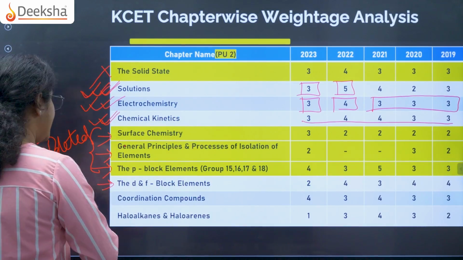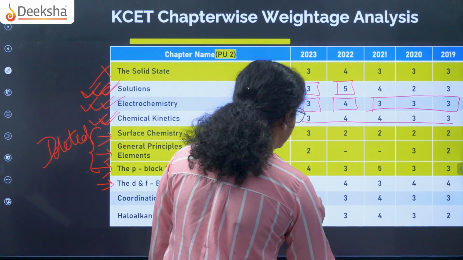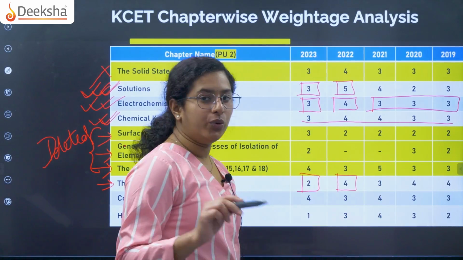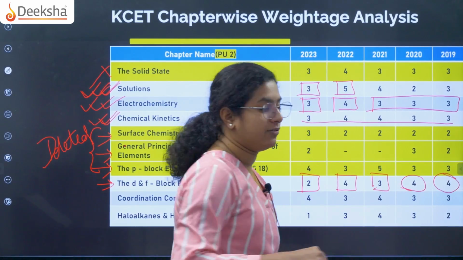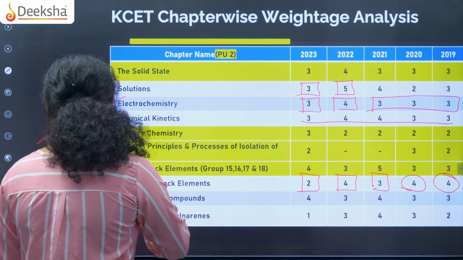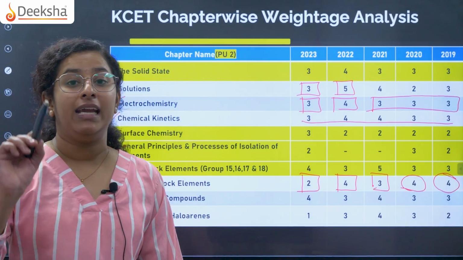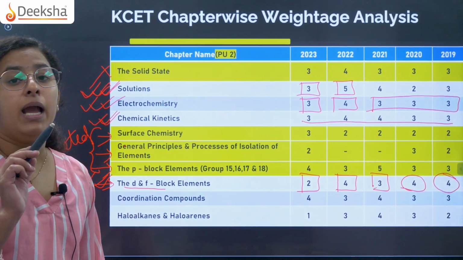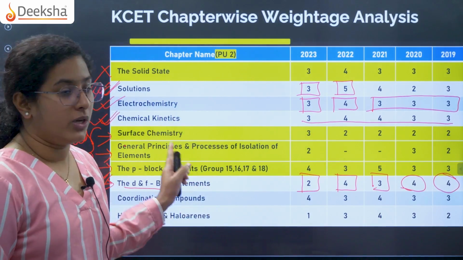Now when it comes to your inorganic part, the d and f block elements. Last year they have asked only 2 questions, but in 2022 you can see 4 questions. In 2021 3, then again 4, then again 4, which means you can expect 2 to 4 questions from the d and f block elements. And remember, when it comes to inorganic chemistry, you have to be thorough with the NCERT. So d and f block elements is one of the must-do chapters, because 2 to 4 questions you can expect from this particular chapter.